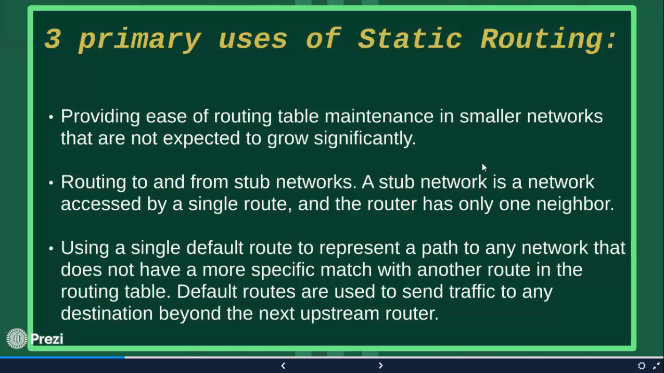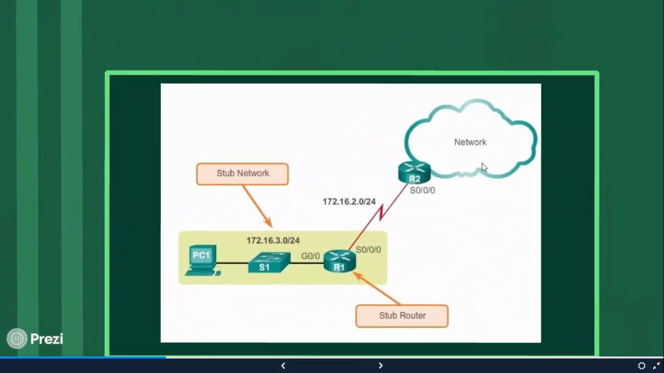Finally, the final use of static routing is using a single default route to represent a path to any network that does not have a more specific match with another route in the routing table. Default routes are used to send traffic to any destination beyond the next upstream router.